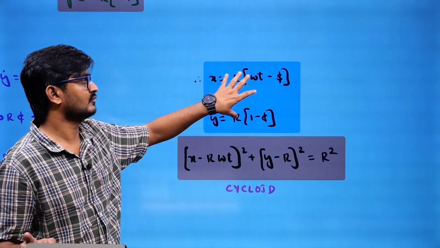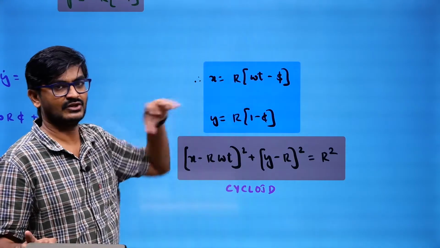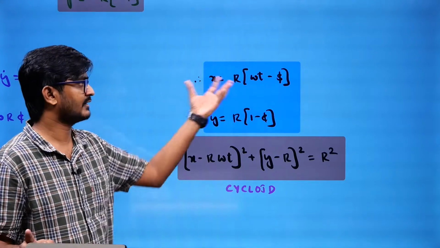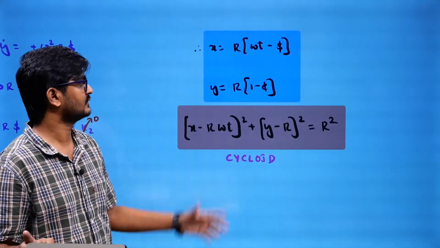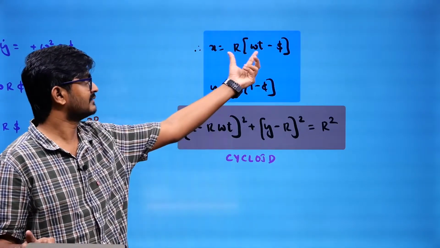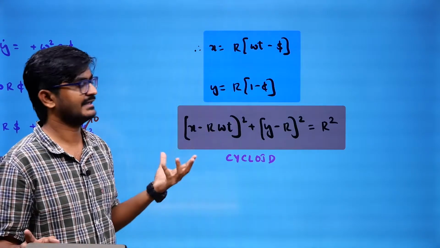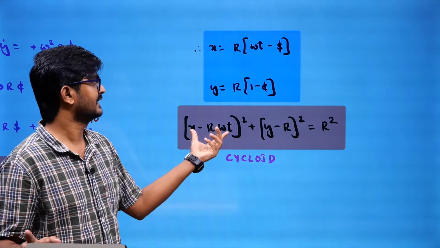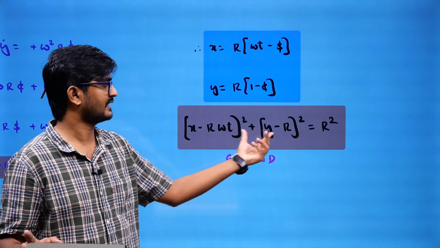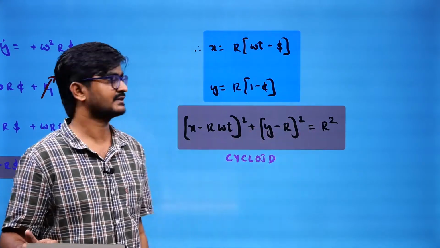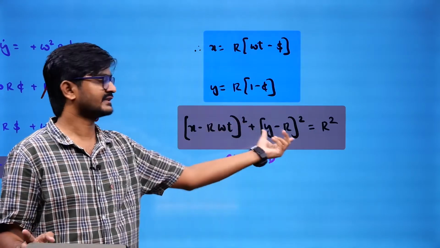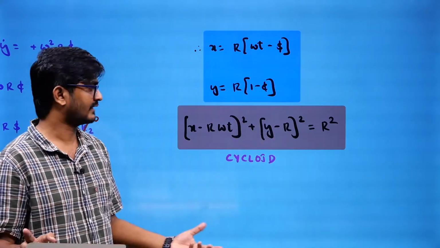So if I want to eliminate time, that is, if I want to find how the trajectory looks, I have to eliminate time. So what I am going to do, with r sin omega t and r cos omega t, I will be squaring it and adding it. So I will be getting x minus r omega t whole square plus y minus r whole square equal to r square. Now this is the equation of a cycloid.